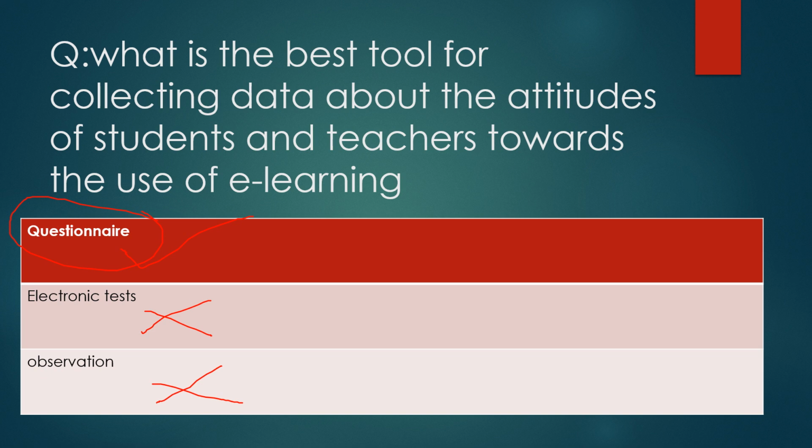So your right option is questionnaire, because your question asks what is the best tool for collecting data about the attitudes of students and teachers towards the use of e-learning. You can design particular questions to ask students if they like e-learning or not, if e-learning is more appropriate than face-to-face learning, or you can ask tailor-made questions and then take the average of how many of them have voted for it and how many have voted against it. But through observation, you simply cannot determine this, and electronic tests cannot make you determine it. You have to have customized questions to determine their attitudes, whether they like it or not. So this is how you understand the question, make out your options and remove the distractors.